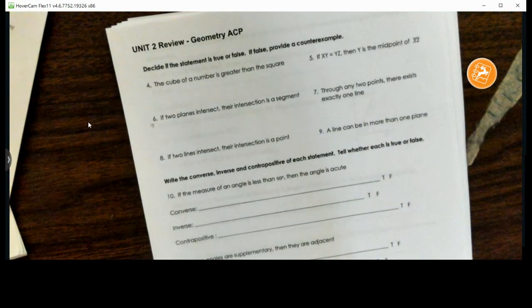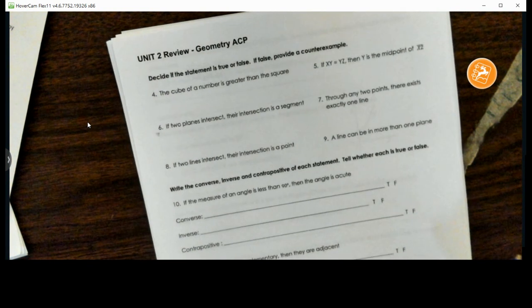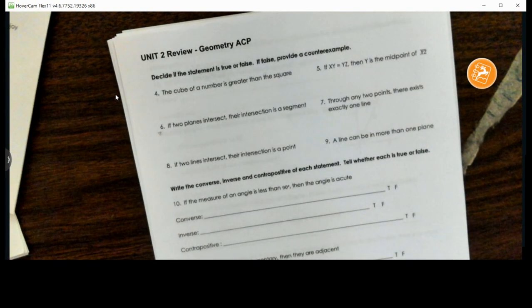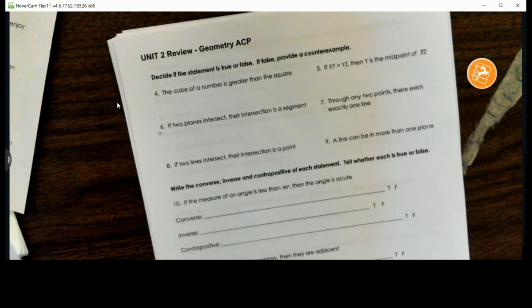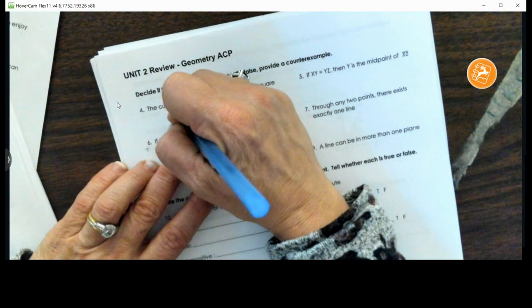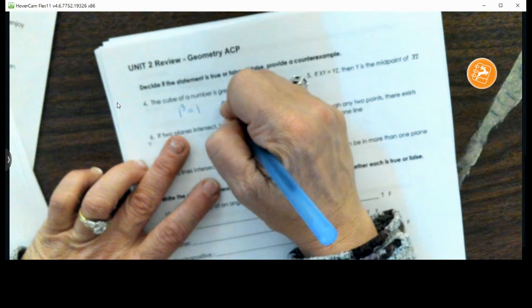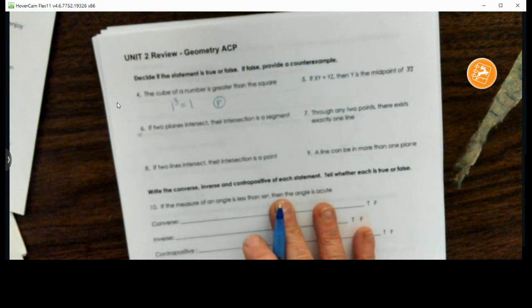We're going to start off with finding counterexamples and false positives, or just figuring out if the statement is true or false. Starting off, I have if n is equal to 1, then n cubed is equal to 1. That's a counterexample, so we call this F.